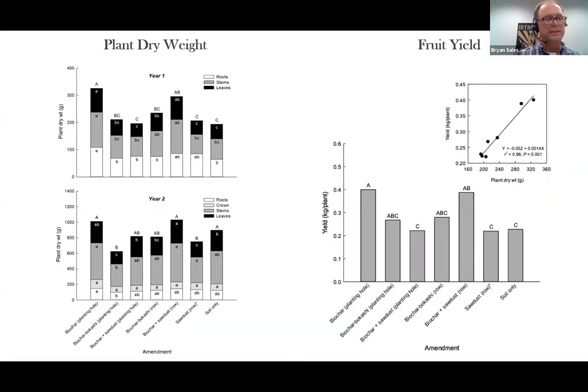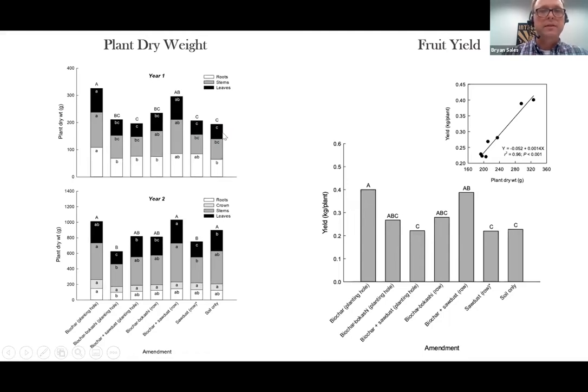Okay, so what did we find? The top left figure here is plant dry weight from year 1. You can see that 20% biochar in the planting hole is right here, so that's this treatment. You can see that 20% biochar and then the biochar paired with Douglas fir sawdust at a lower rate, 10% incorporated in the row, both had the highest plant dry weights at the end of year 1.